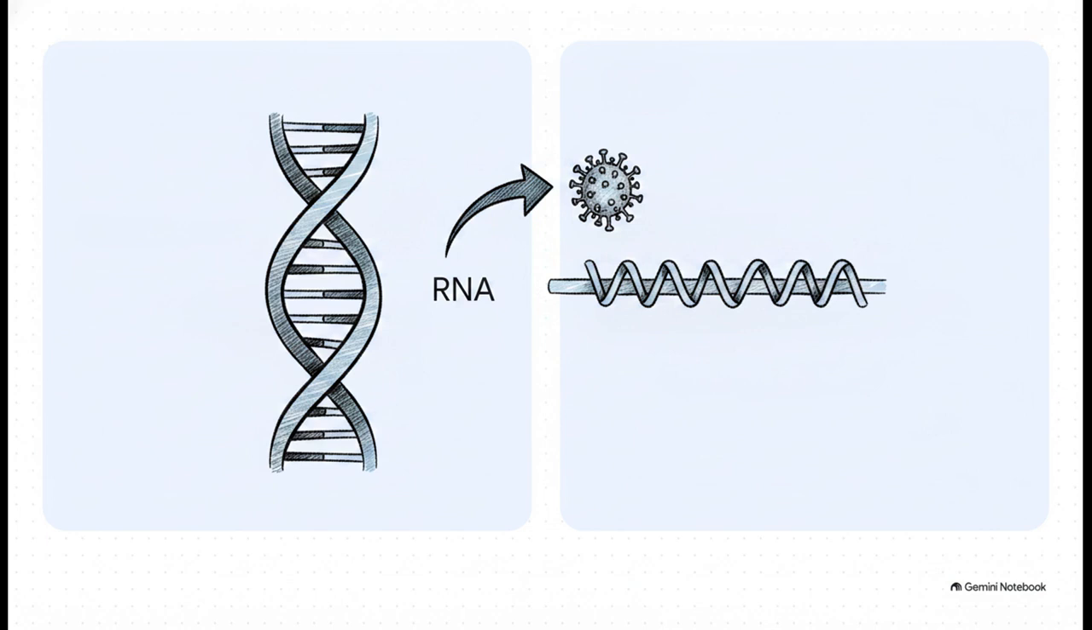Retroviruses carry this enzyme called reverse transcriptase that takes their RNA genome and literally writes it backward into the DNA of their host cell. Even our own healthy cells do a version of this. An enzyme called telomerase uses a tiny piece of RNA as a template to build DNA onto the ends of our chromosomes, which stops them from getting too short every time our cells divide.